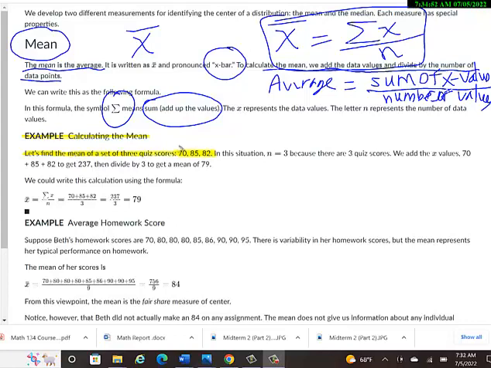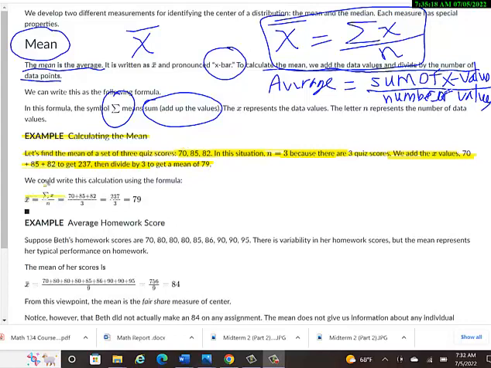So someone took 3 quizzes in their class and they got 70% on one, 85% on another, and then 82% on another. In this situation, n is 3 because there are 3 quizzes that they've taken. The number of quizzes, or the number of X values. In this case, X values are the quiz scores. We add the X values 70, 85, and 82 to get 237. We'll divide that by 3 to get a mean of 79.